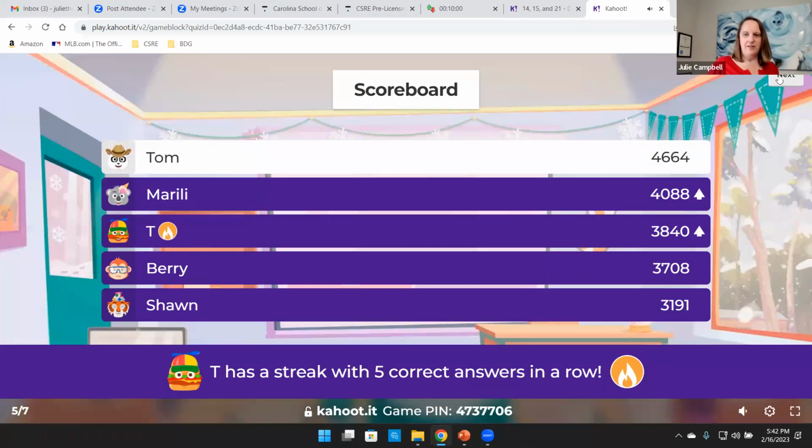So now we got to shift a little bit, not much. Tom, Marielle, T's on fire. 5 right in a row, Barry and Sean.